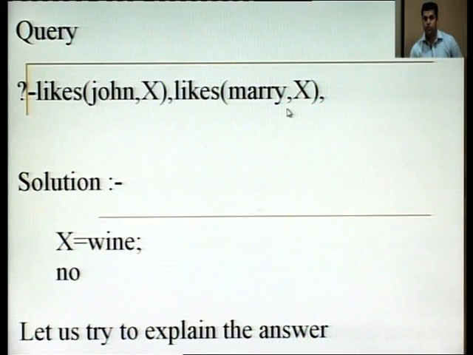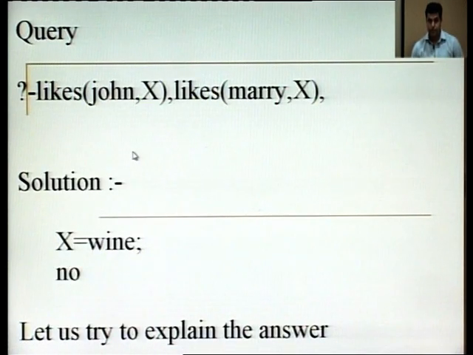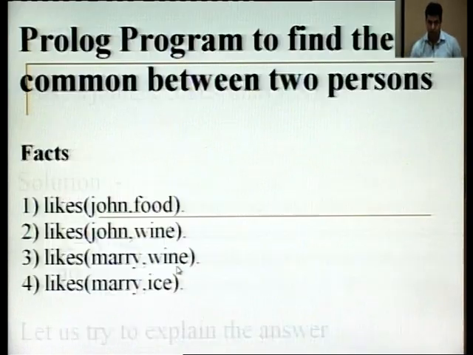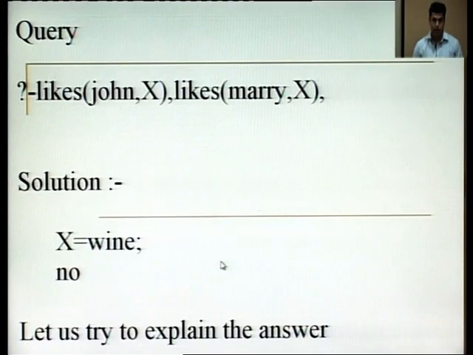Can you tell me what is the meaning of this query? It means: what is common between John and Mary? Whatever John likes has to be the same as whatever Mary likes, and the answer comes out to be wine. See the program: John likes wine, Mary likes wine. There is one common thing between the two. That's why the answer is wine.